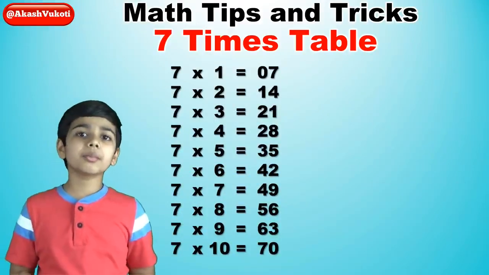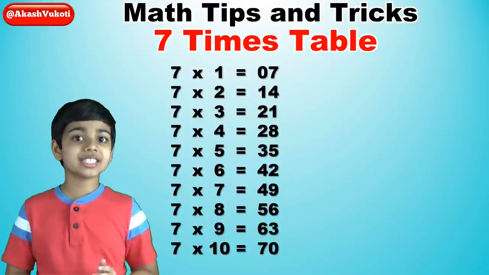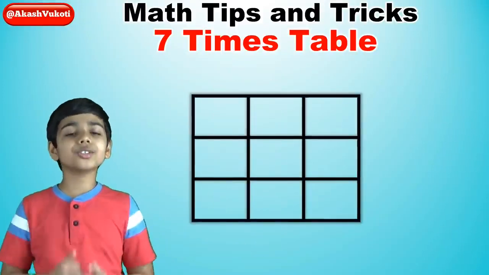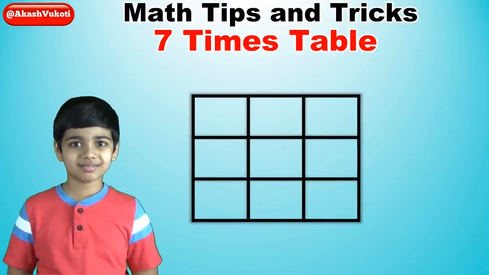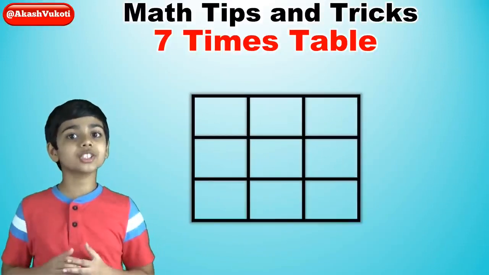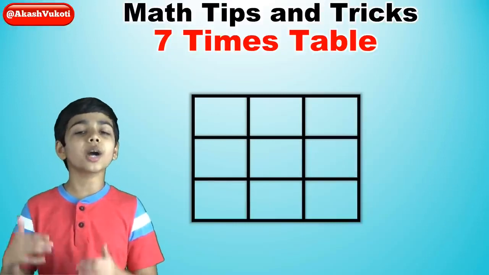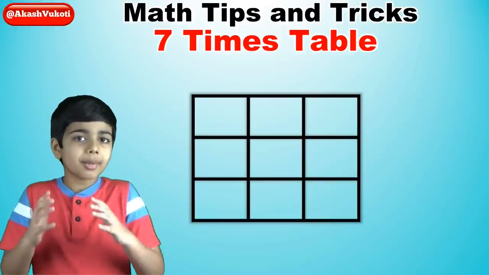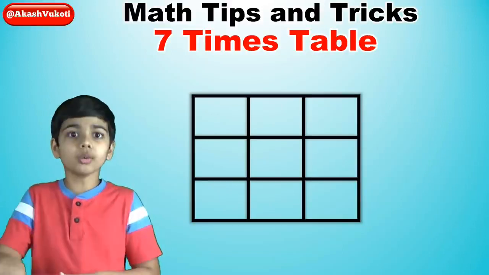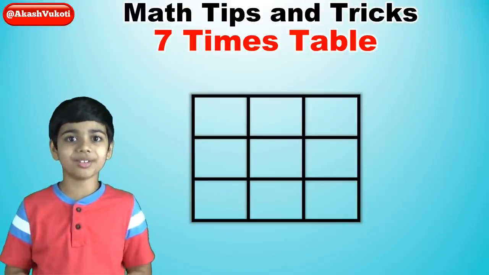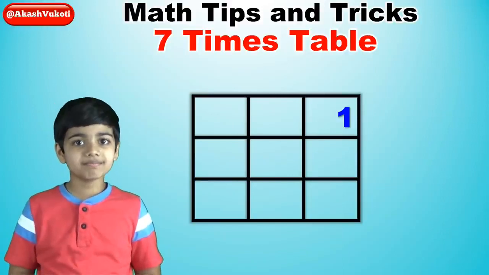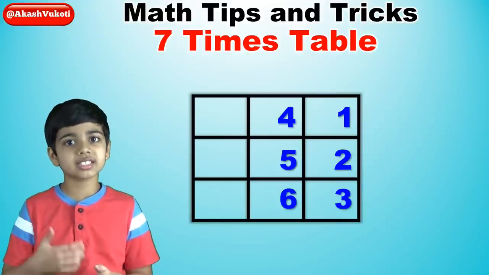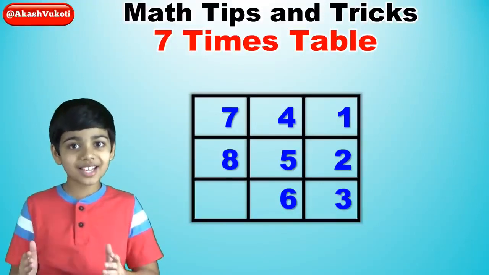Now, let's begin by drawing out a 3x3 tic-tac-toe grid, as you can see behind me. Now we can begin learning the trick. For the ones digits, we go all the way to the top right box and write down the numbers from 1 to 9 by starting in the rightmost column and going back over to the leftmost column. So 1, 2, 3, 4, 5, 6, 7, 8, 9.